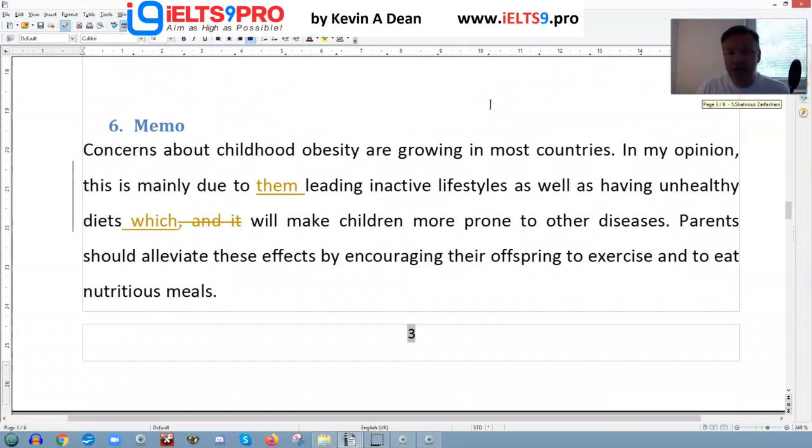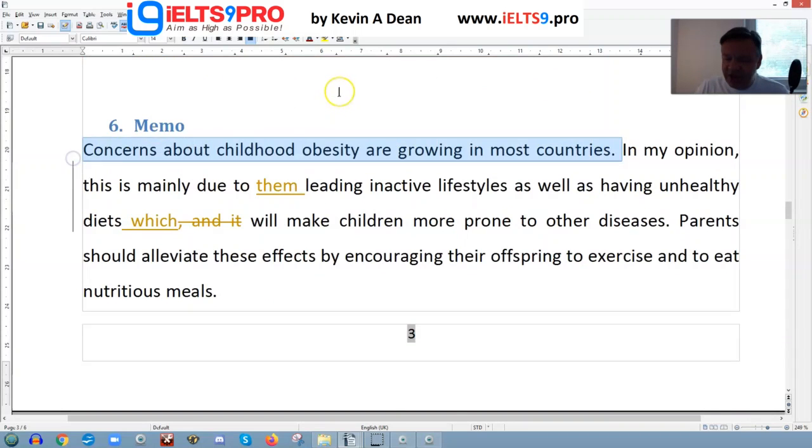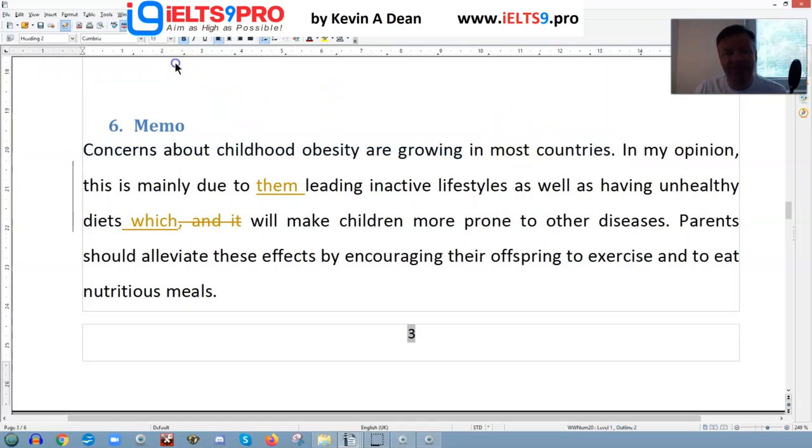Concerns about childhood obesity are growing in most countries. Okay, that's good. Many, most not quite the same. It's kind of many, because most means almost all, and many doesn't mean almost all. But, it's close enough. In my opinion, this is mainly due to them, referring to the children, or to children, either put the noun or the pronoun, due to children or due to them leading inactive lifestyles, as well as having unhealthy diets, which, relative pronoun, will make children more prone to other diseases. Maybe you could have said what they might be. Parents should alleviate these effects by encouraging their offspring to exercise and to eat nutritious meals.